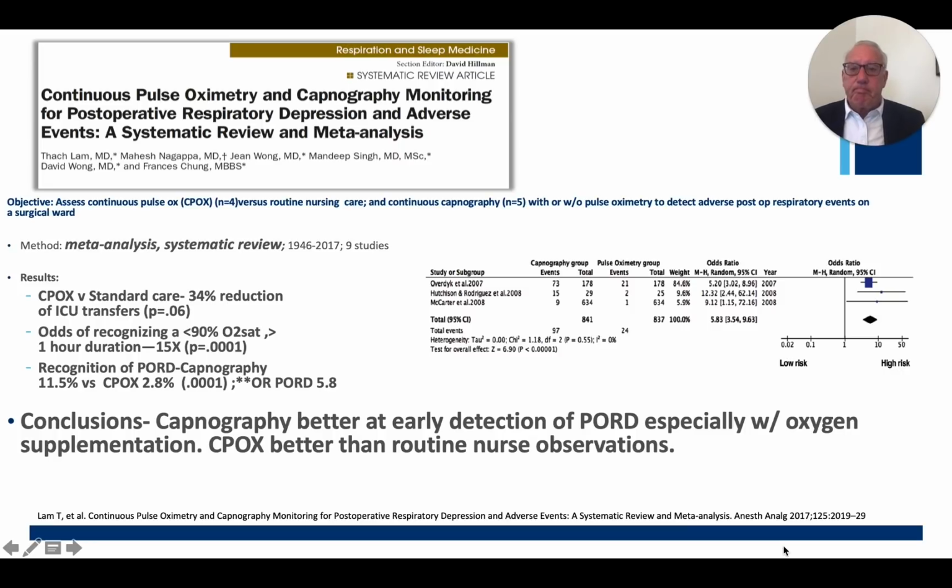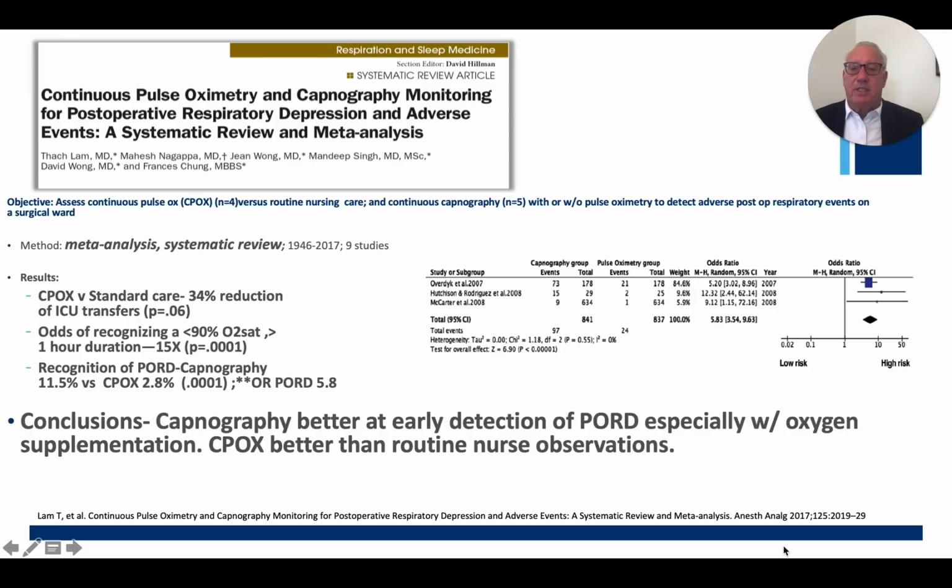Similarly, a study that came out in 2017 looked at the impact of additional monitoring with capnography in a meta-analysis. This meta-analysis looked at 9 studies. First, they compared continuous pulse ox to standard of care, and there was a 34% reduction in ICU transfers. So we know, just like many of us have continuous pulse oximetry on floors for many of our patients, it is quite helpful in reducing ICU transfers.